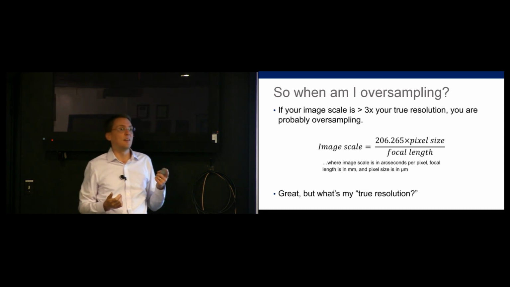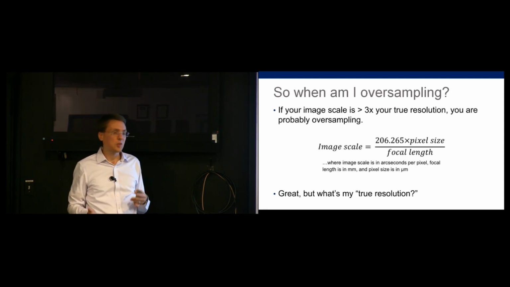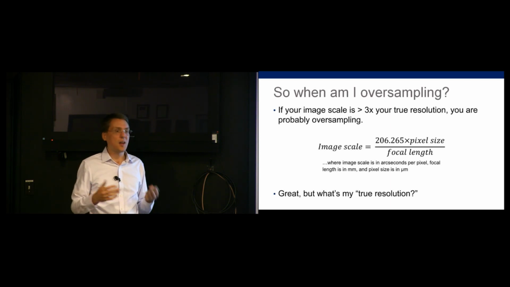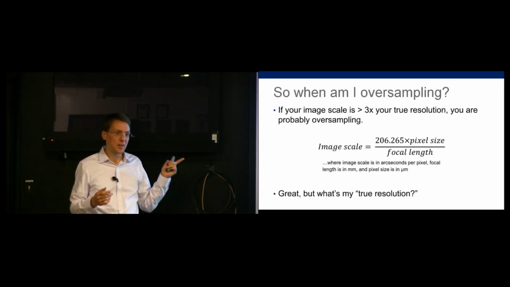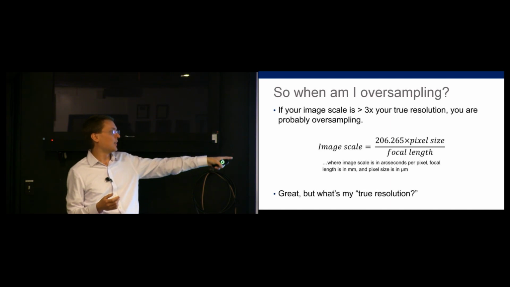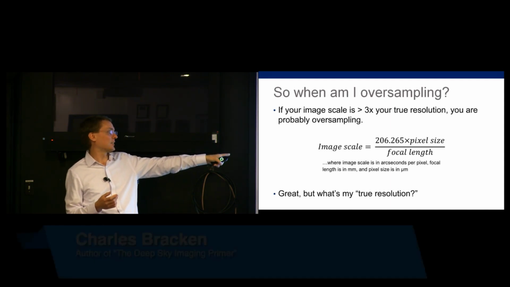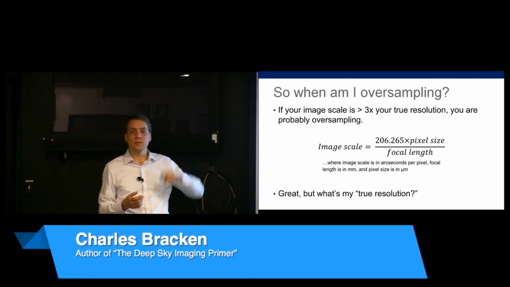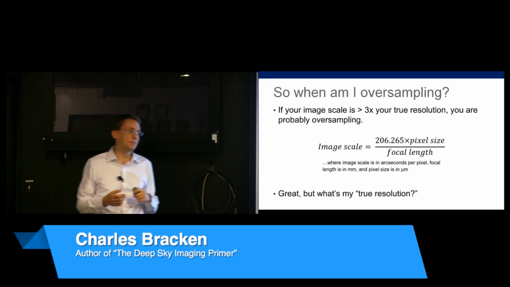So how do you know when you're oversampling? Well, let's use 3 as a benchmark. 2 is not a bad benchmark either, somewhere in that area. But if your image scale is more than 3 times smaller than the resolution that your skies and your optics are going to support, you're probably oversampling. And there's a very easy formula you can use to calculate what your image scale is. That's image scale in arc seconds, focal length in millimeters, and pixel size in microns.